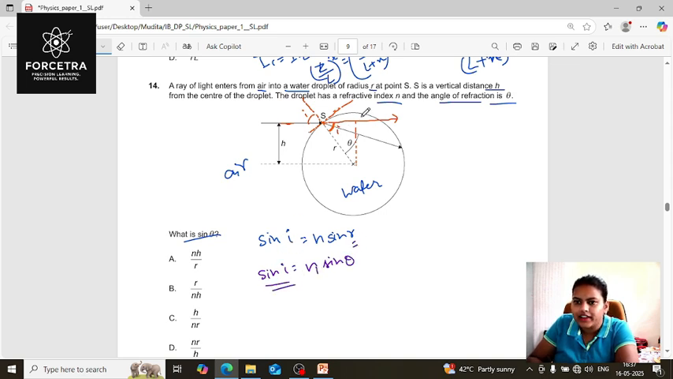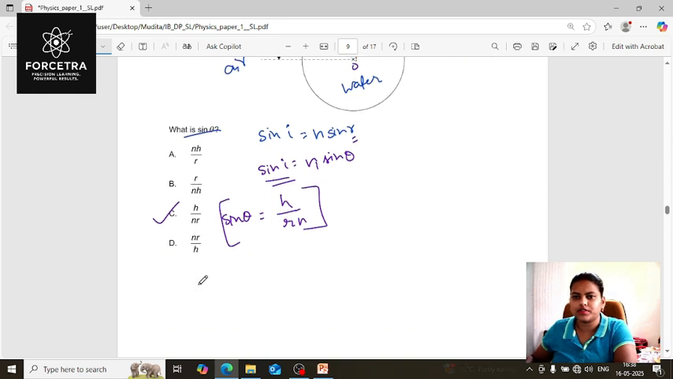So sine I, in this triangle, if you see the triangle S O P, this perpendicular OP is equal to H, and R is the hypotenuse. So sine I would be H upon R, into n, and this would be equal to sine theta, and we have to find the sine theta. So C is the correct option.